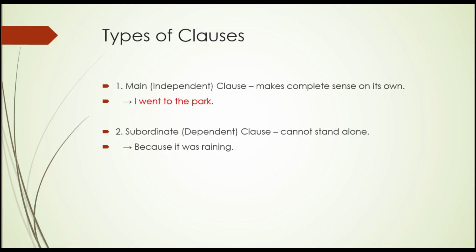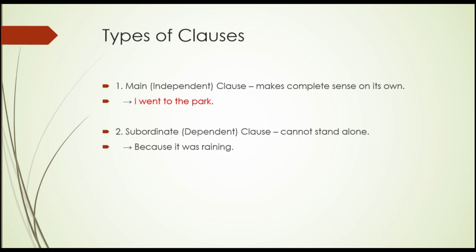Now, moving to the two main types of clauses. Keep in mind that clauses have two main types: the independent clauses and the subordinate clauses, or the dependent clauses. The independent clause usually takes place if the clause includes a subject, a verb, and a complete thought. So it must include a subject, a verb, and a complete thought, and then we can consider it an independent clause.